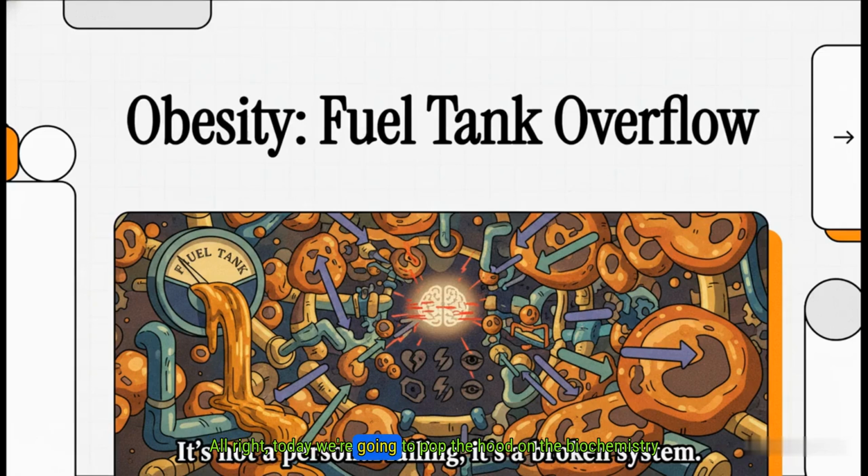All right, today we're going to pop the hood on the biochemistry of obesity. And we're going way beyond just talking about weight. We're going to explore this whole complex biological story about our body's amazing energy systems and what really happens when that fuel tank starts to overflow. So let's get right into it.